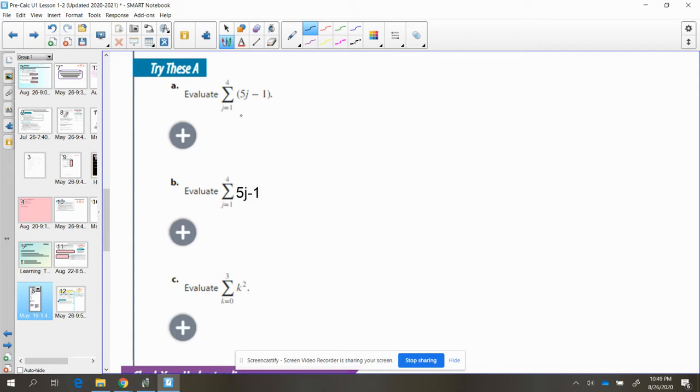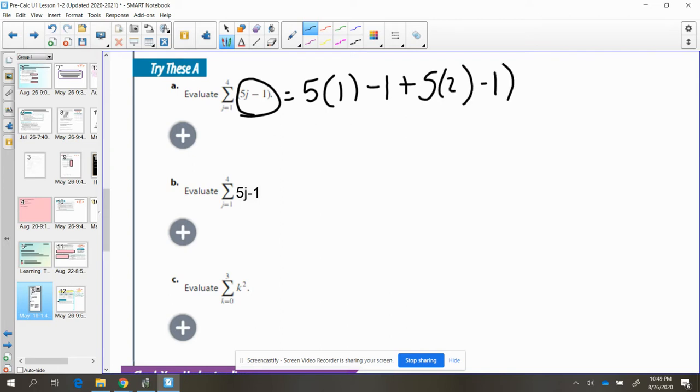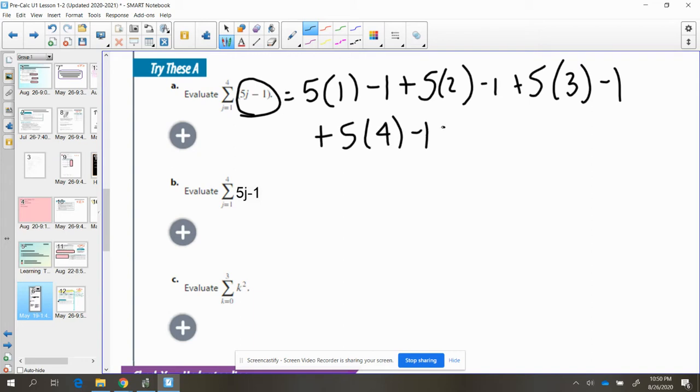So notice here, we're plugging into 5j minus 1. So that's going to be 5 times 1 minus 1, and then to get term 2, we have to do 5 times 2 minus 1, and then 5 times 3 minus 1, and 5 times 4 minus 1. Now, that is going to give us values of 4, 9, 14, and 19, for a total of 46.